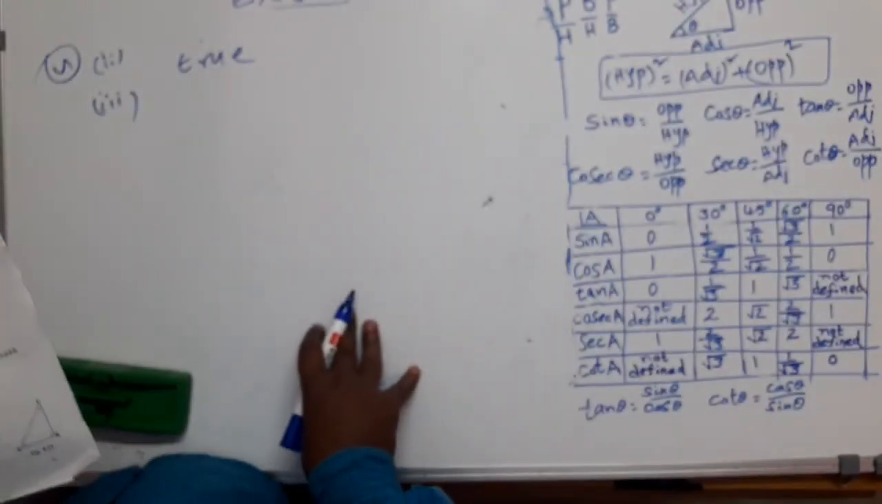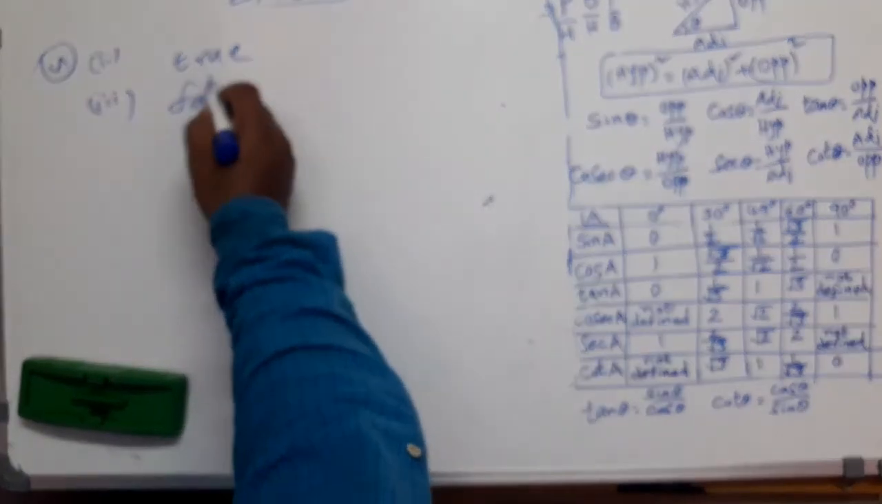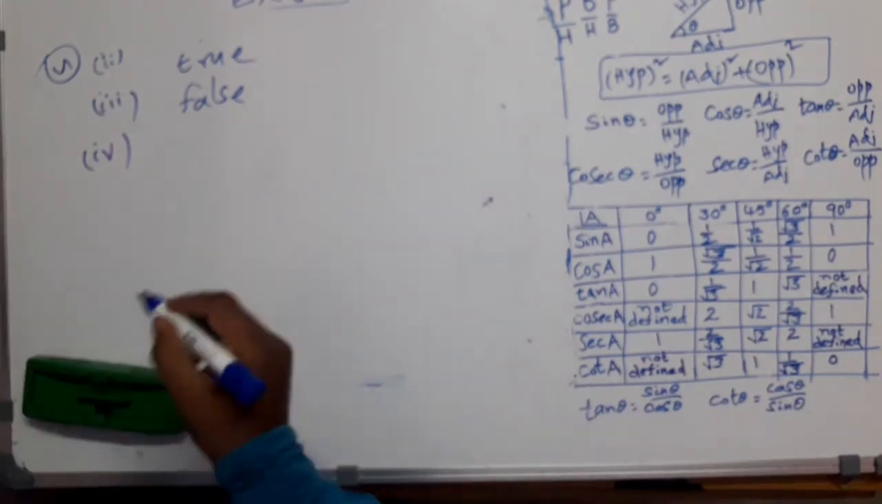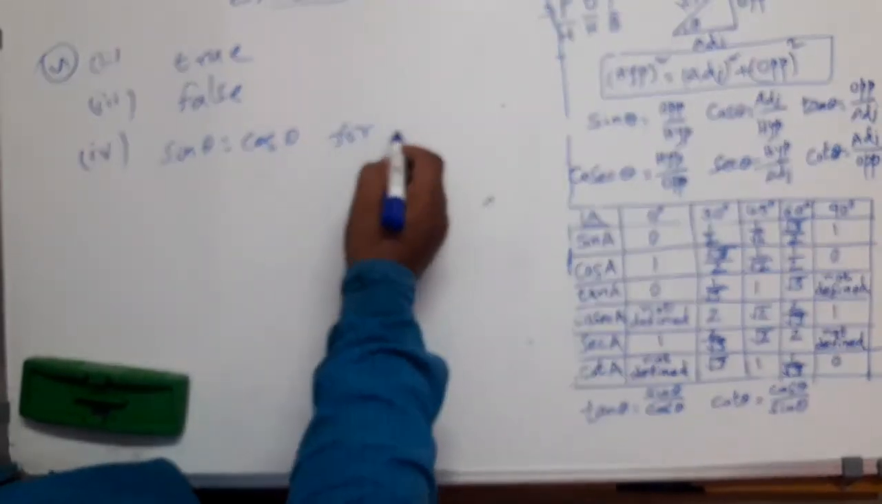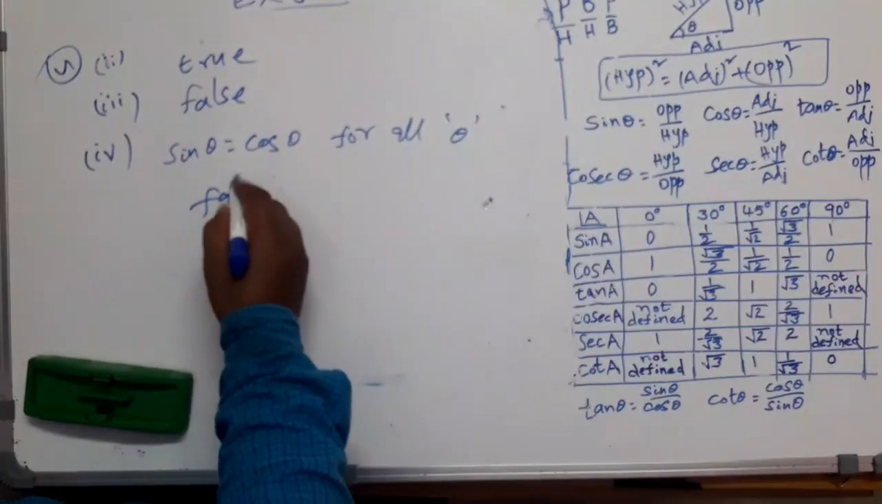Anyway, next, third part. The value of cos theta increases as theta increases. Yes, just now you have seen, as theta increases, cos theta decreases. So this is false. Fourth part. Sin theta is equal to cos theta for all values of theta. That's what he is giving. Is it true? No. This is sin theta values. These are values of cos theta. Are they equal? No. False.